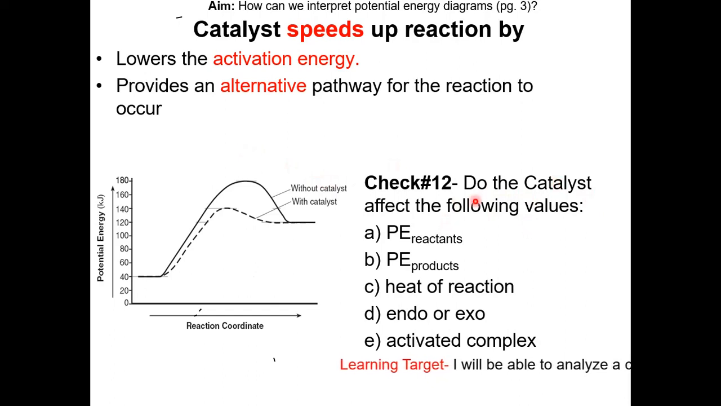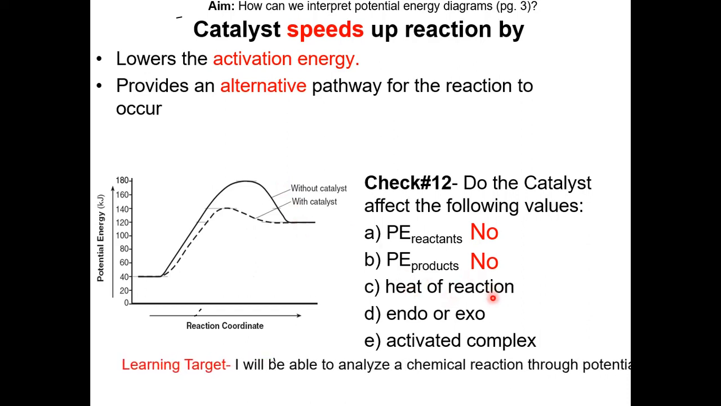Do the catalysts affect the following values? For the PE of reactants, it does not. Notice that the dotted line and the solid line have the same potential energy of the reactants. Same with the products, it does not affect it. How about the heat of the reaction? The heat of reaction will also not be affected by the catalyst since the potential energy of the reactants and products remain the same.